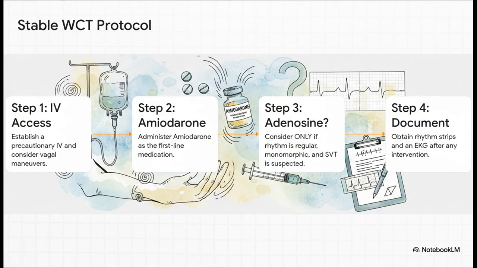You'll start by getting an IV, just in case. Maybe try some vagal maneuvers. Your go-to drug, your first choice, is going to be Amiodarone. Now, what about adenosine? Well, you can think about it, and this is a big but, only if you can tick 3 boxes. The rhythm has to be regular, it has to be monomorphic, and you have to have a really strong feeling that it's SVT with aberrancy.